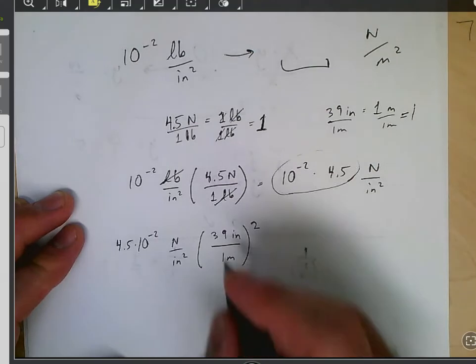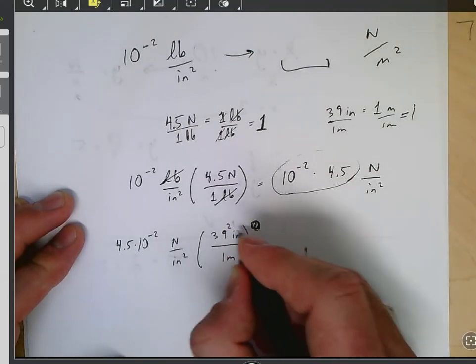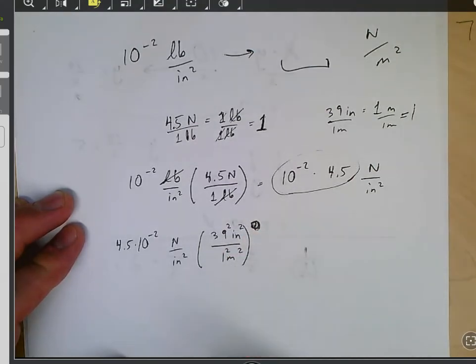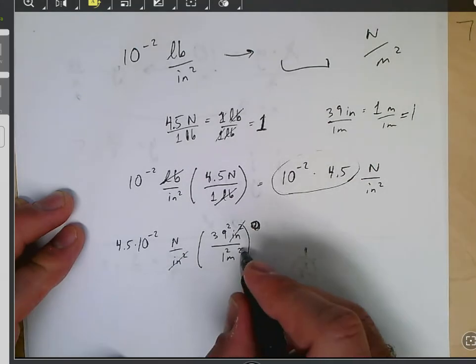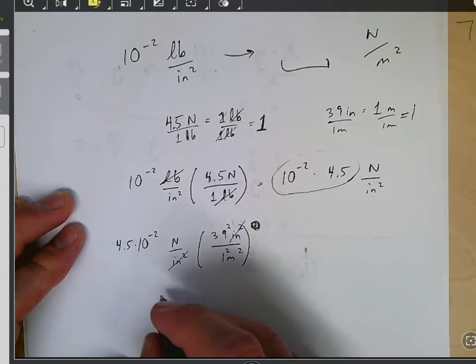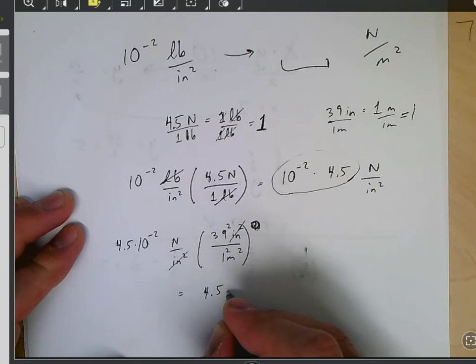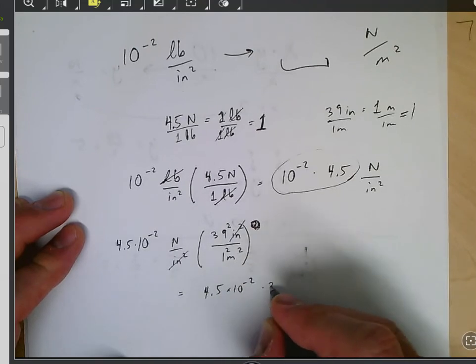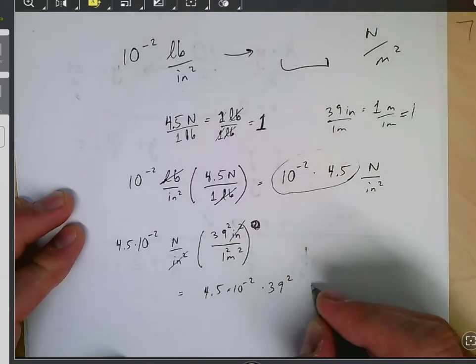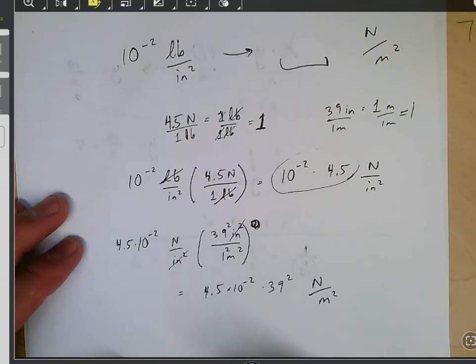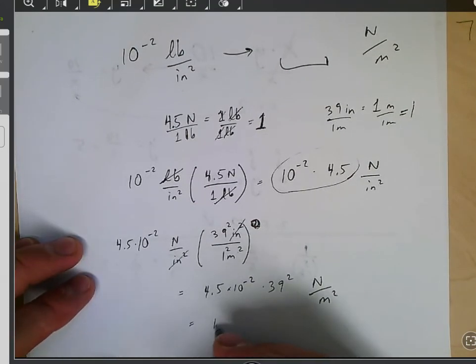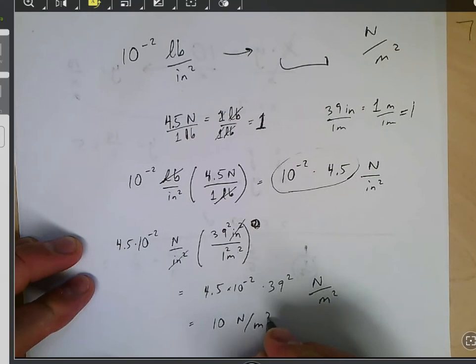And if I square the outside of something, that's the same thing as squaring everything inside, even squaring the 1. But 1 squared is just 1, so we don't need to worry about that too much. But now, our inches squared cancels out. Our meter squared is left, and now I can rewrite this as 4.5 times 10 to the minus 2 times 39 squared, and this is going to be newtons per meter squared. Notice I didn't write the divided by 1 squared because that's just 1. So finally, we put that all together, you'll find that the number is very close to 10 newtons per square meter.